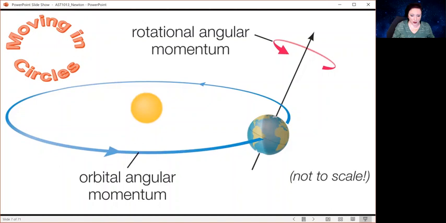So if we think about what's going on with the Earth orbiting the Sun, here I've got the Sun in the middle, the Earth going around in its orbit and spinning on its axis. So it has angular momentum related to its rotation and angular momentum related to its orbit. Both of those are circular motions.